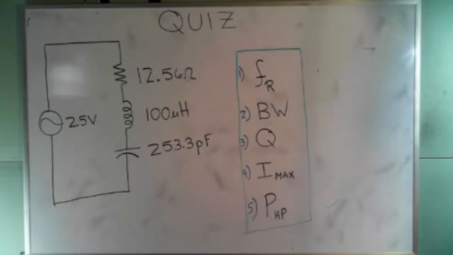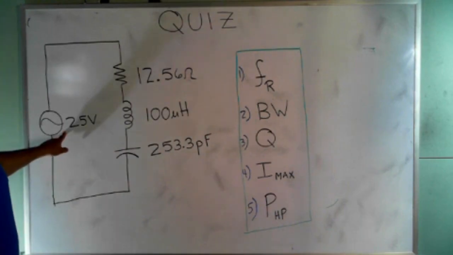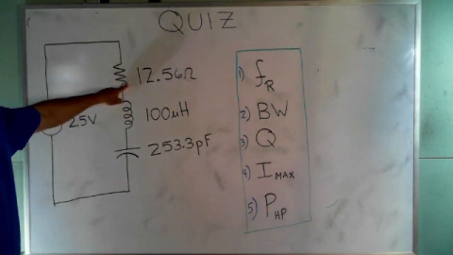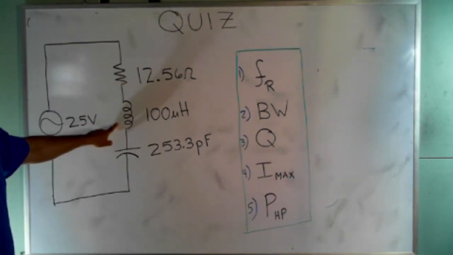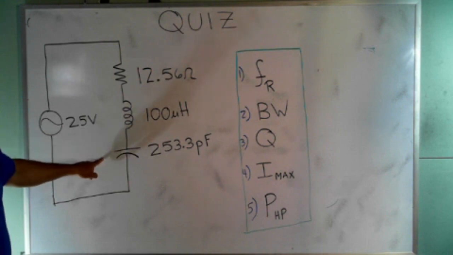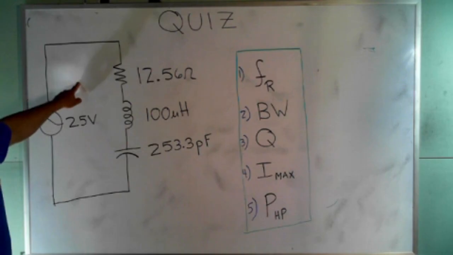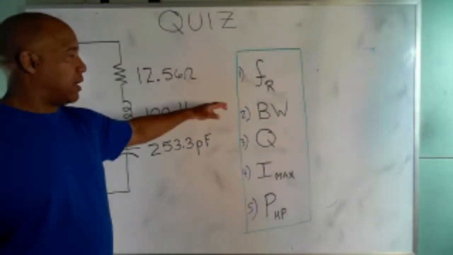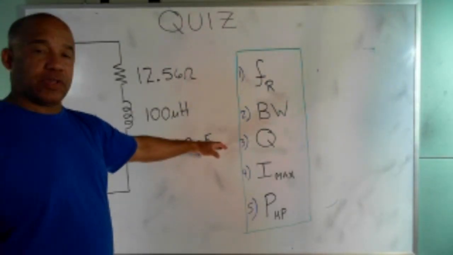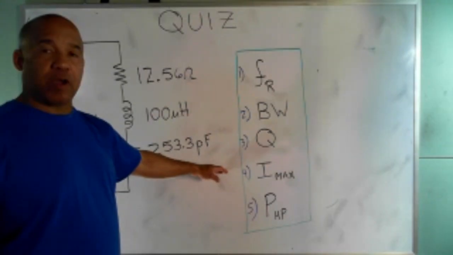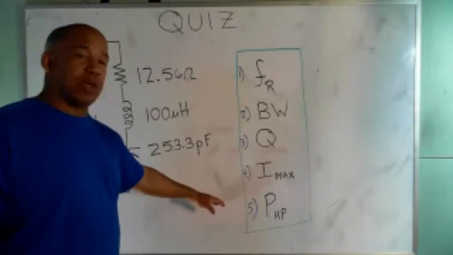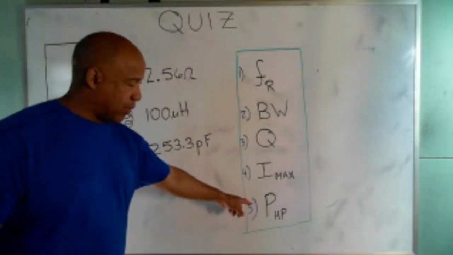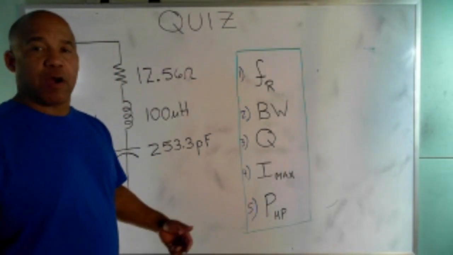Okay, so on your paper, here's a circuit. 25 volts, resistor 12.56 ohms, inductor 100 microhenries, capacitor 253.3 picofarads. This is a series resonance circuit, and what I want you to find are these values. Give me the resonant frequency. I want the bandwidth. I want the Q of the circuit. I want the maximum current in the circuit, that's the current at resonance. And I want the power at the half power point. You can't read that, it says PHP. That's the power at the half power point.